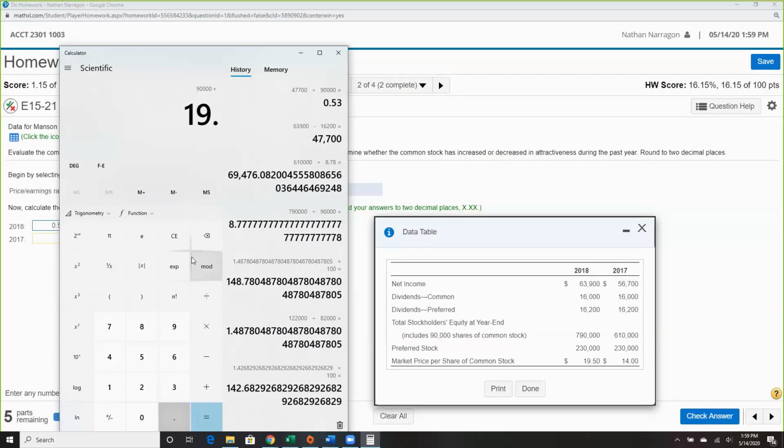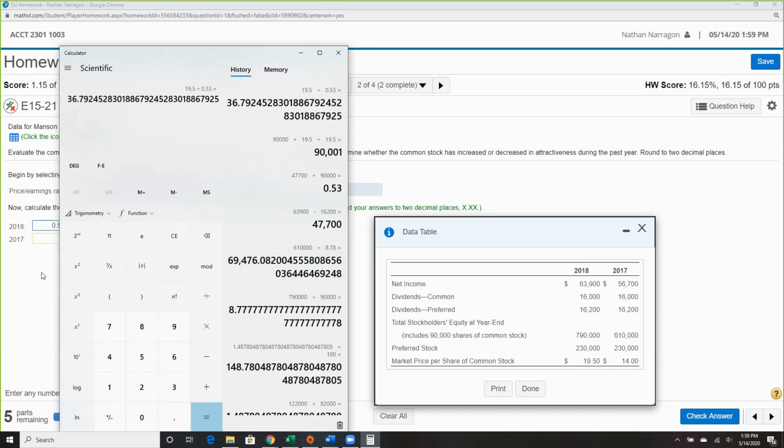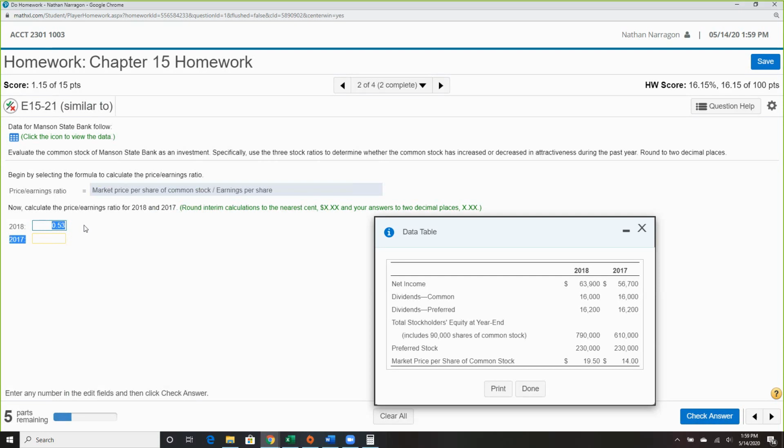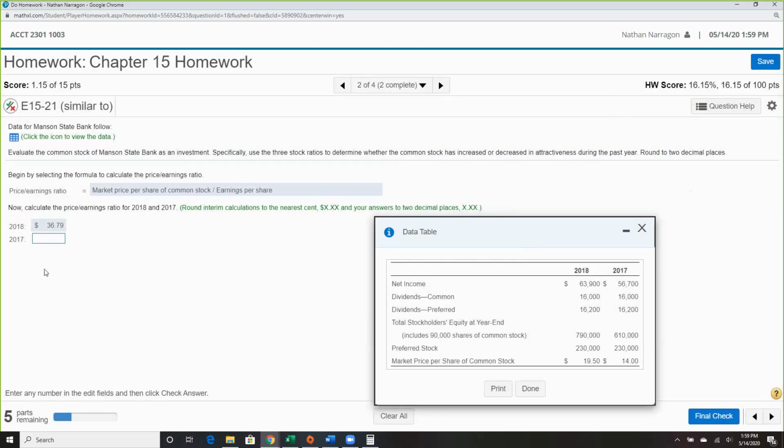So 19.50. Okay. Alright, so that's about 36.79. Let's see. Okay, so they are taking the 90,000. Alright, my bad. I didn't finish out the whole formula. I just put in earnings per share. So we're going to go ahead and take 2017, see if they're going to do the same thing, because this is the only shares that they give us.